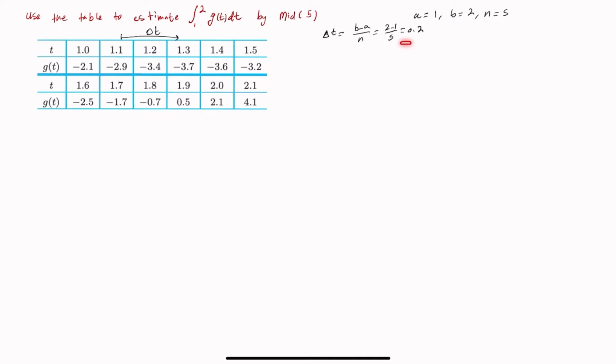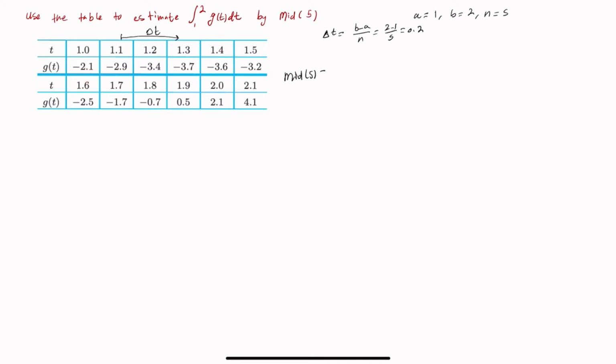Notice in here that delta t is 0.2. Therefore, the distance between this point and this point is going to be 0.2. And you can see that this is 1.1 and this is 1.3. And so on between this point and then this point.